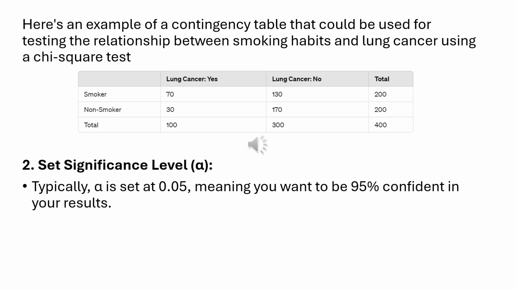As we discussed in the previous slide, the testing of hypothesis using chi-square test involves several steps, and the first step was setting the hypothesis. In this case, the null hypothesis is there is no relationship between smoking and lung cancer, and the alternative hypothesis is there is a relationship between smoking and lung cancer. That was the first step, and the second step is to set the significance level.